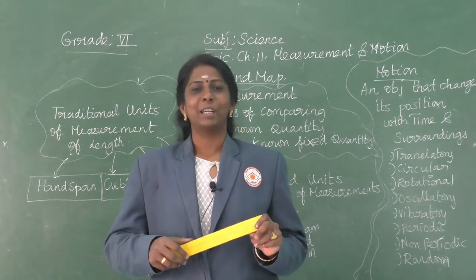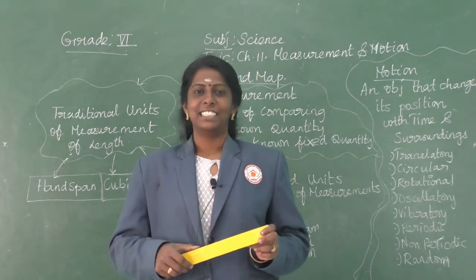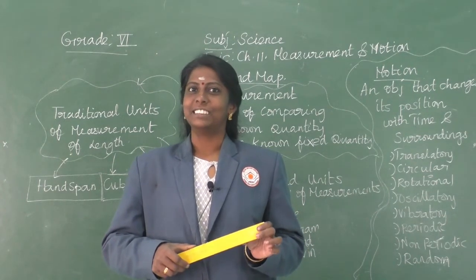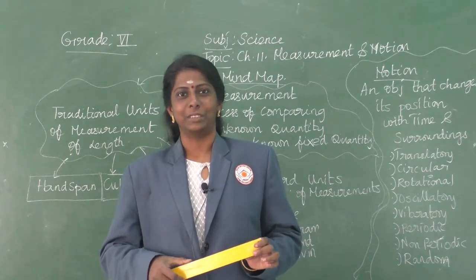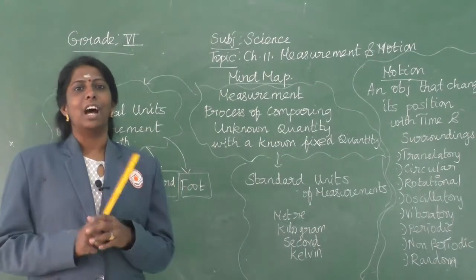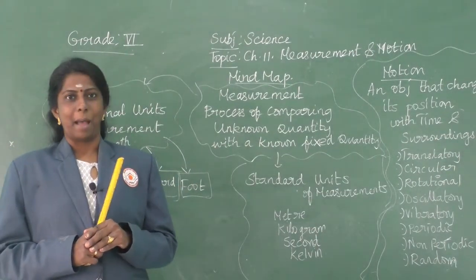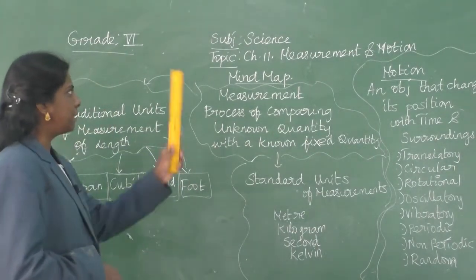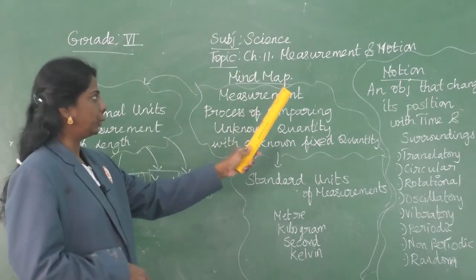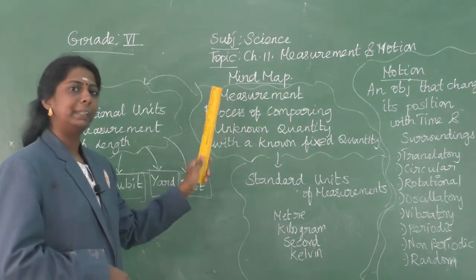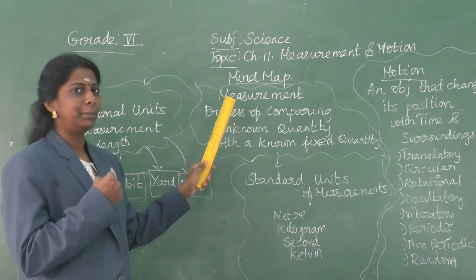Today we are going to learn about a new chapter. Let us start with the chapter measurement and motion. Yes children, now let us learn about the mind map. The chapter is about measurement and motion. So first about measurement. What do you mean by measurement?